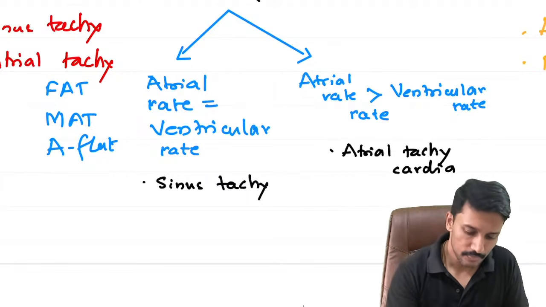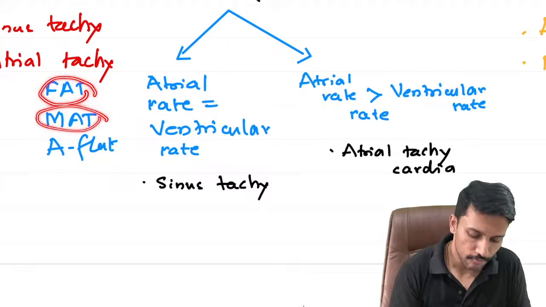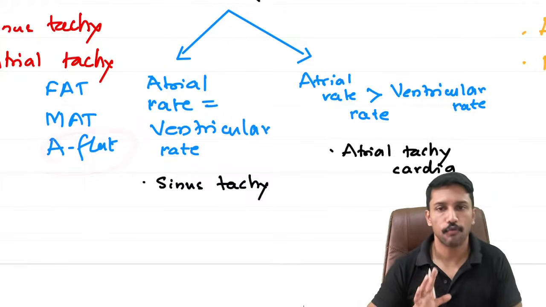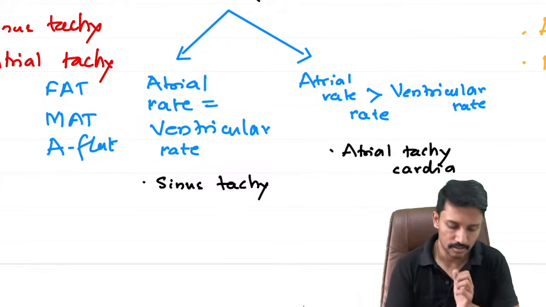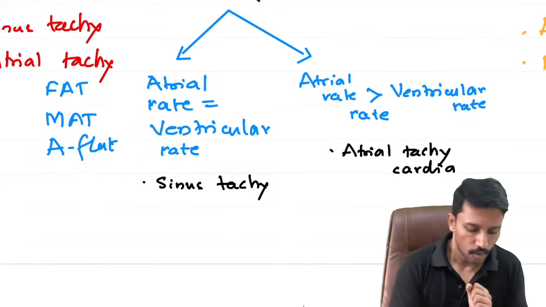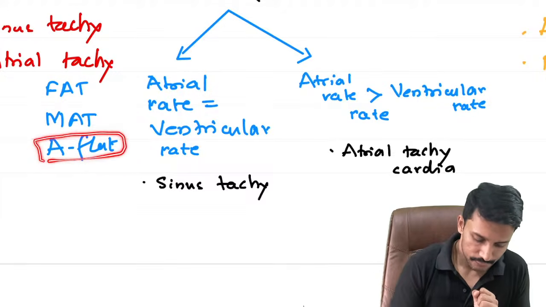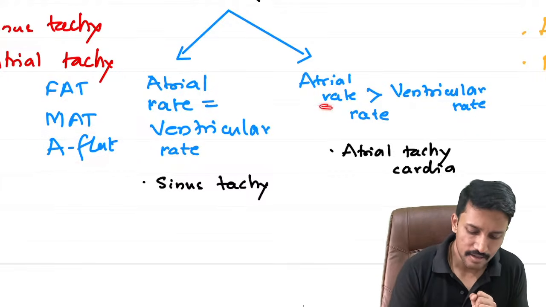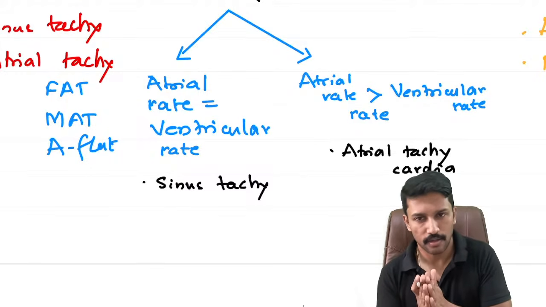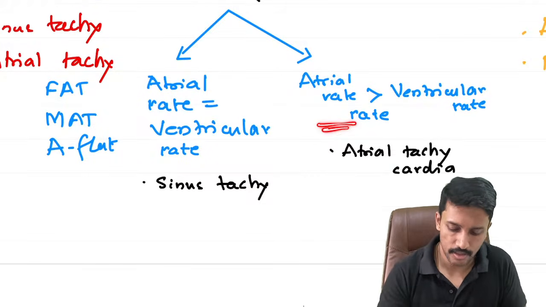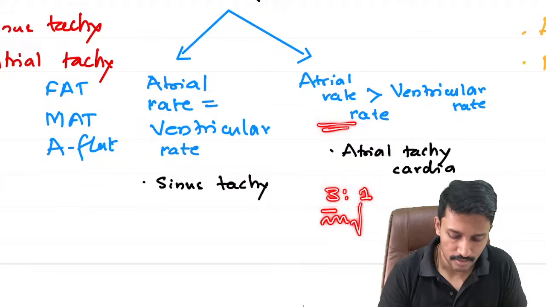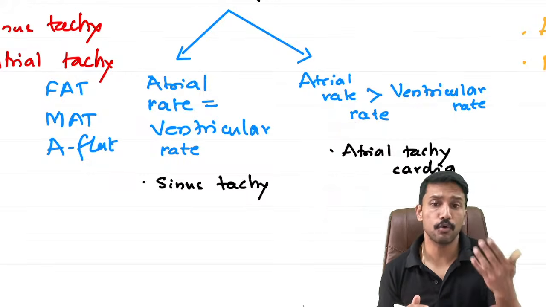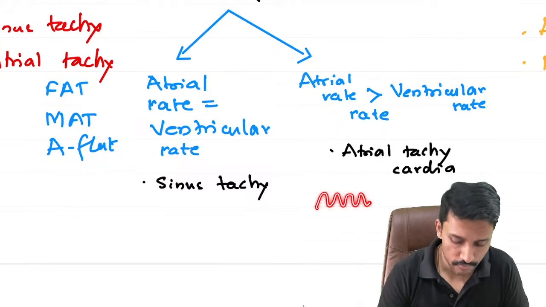Now in atrial tachycardia, we had subtypes. What are the subtypes we had? Focal atrial tachycardia, multifocal atrial tachycardia, and atrial flutter. Now the only question is, how will I differentiate? Atrial flutter is a condition where the atrial rate is way higher than the ventricular rate. So the ratio is so skewed, it can be 3:1, like for 3 P waves there will be 1 QRS, again for 3 P waves, 1 QRS. Or it can be 4:1, where there will be 4 P waves and then 1 QRS.